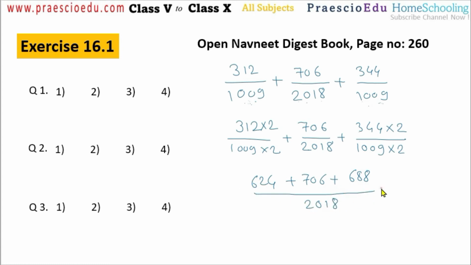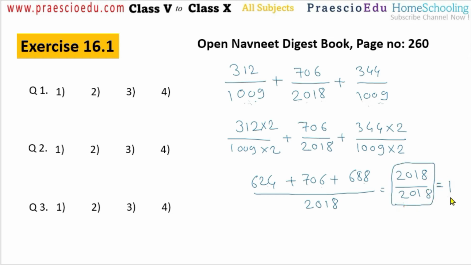So now after all the additions, 600 plus 700 is 1300, plus 600 is 1900. After this, 24 plus 6 is 30, and 18 plus 13 is 31, so 19 plus 118 means 2018 divided by 2018. Here we can also give the answer as 1, but in our options the answer is shown up to this step, so we will keep up to here.